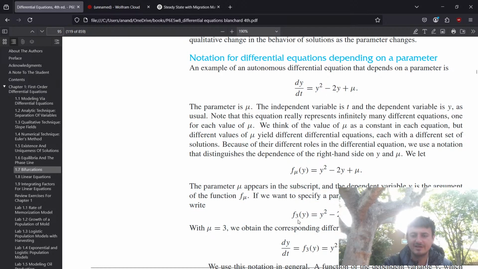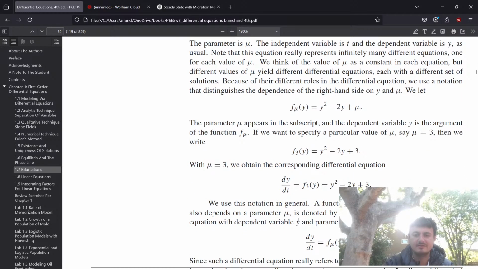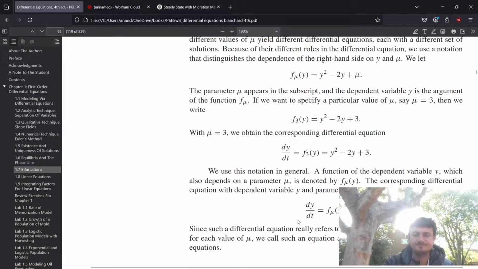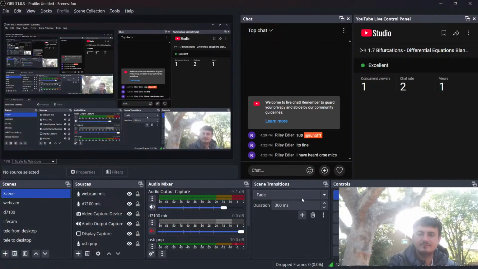Oh, I don't really like that notation, but that's fine. Okay. Yeah. I don't think this is the worst.